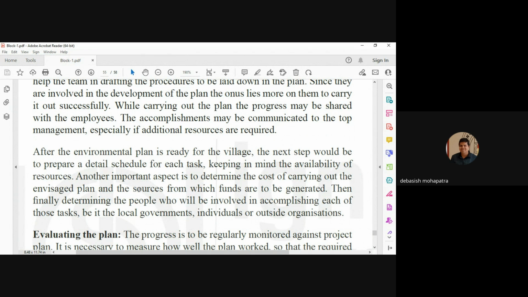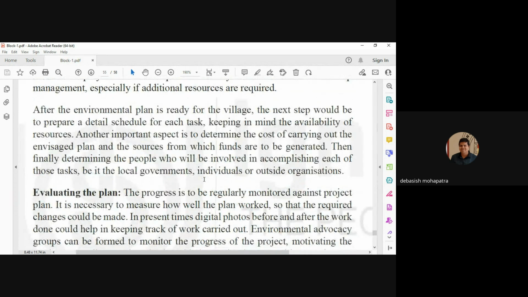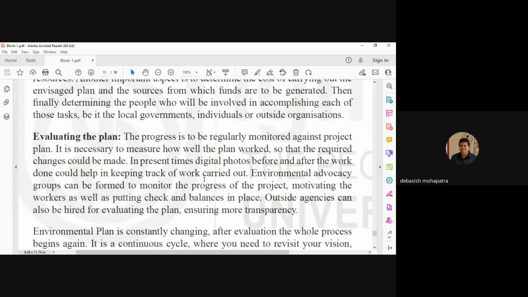Then after the environmental plan is ready for the village, the next step would be to prepare a detailed schedule of each task, keeping in mind the availability of the resources. Then evaluating the plan. The progress is to be regularly monitored against project planning. It is necessary to measure how well the plan is working so that the required changes can be made. In the present time, digital photos before and after the work is done could help in keeping track of the work carried out.